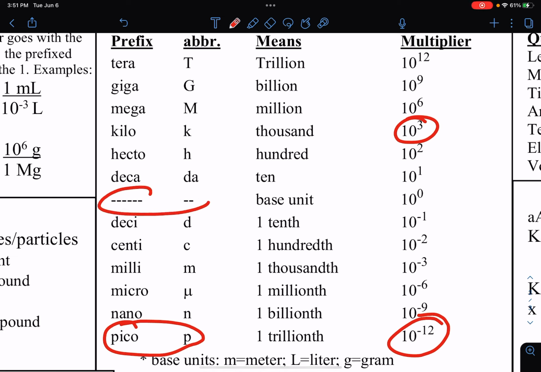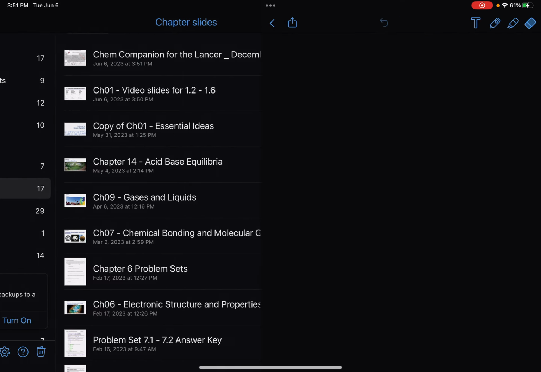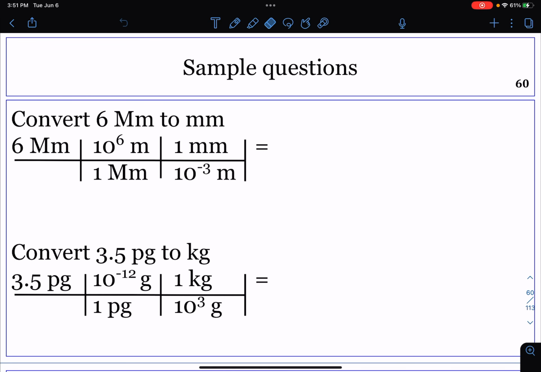Both of these are relating to the base unit. So we're not going to try to add these up because that can get kind of confusing, and it's easy to get that wrong. We're just going to go from pico to the base unit, and then from base unit to the kilo unit. Start out with the one you're given, 3.5 picograms right here. We have 1 picogram is equal to 10 to the negative 12 grams. Grams is the base unit, so our multiplier goes with the base unit, and the 1 goes with the prefixed unit. We write the picograms on bottom so that we can cancel.